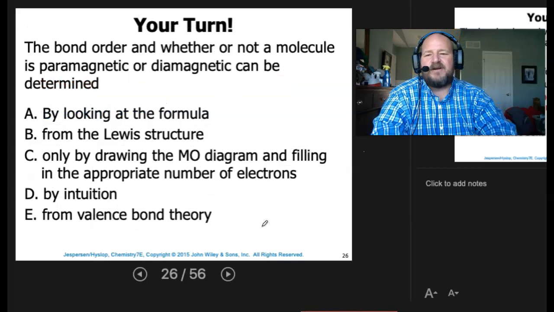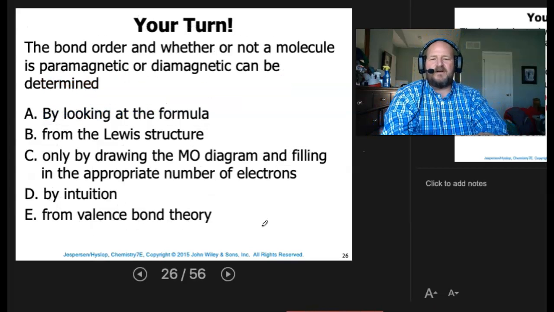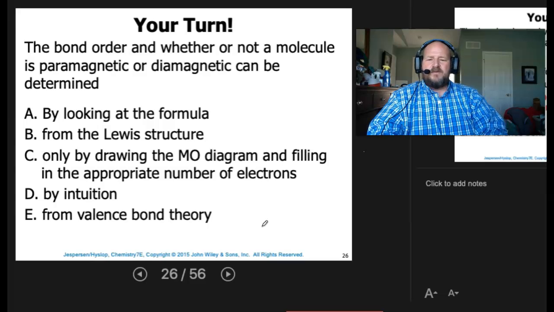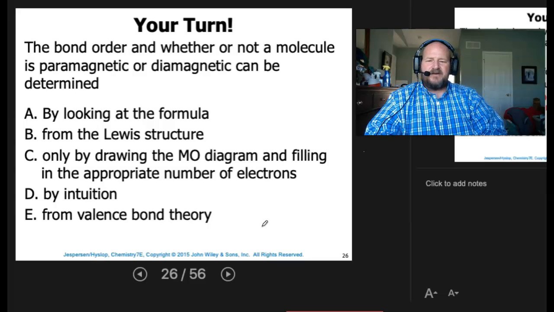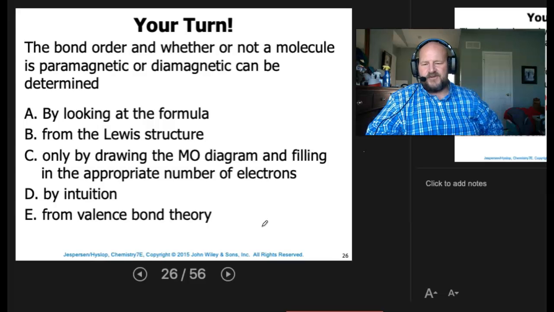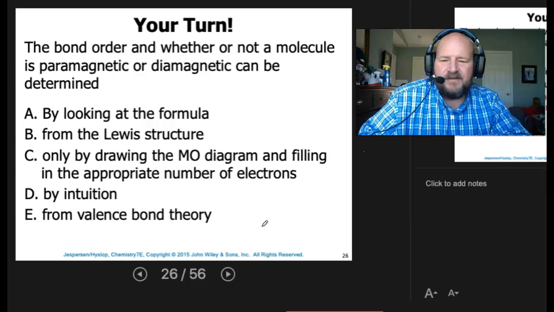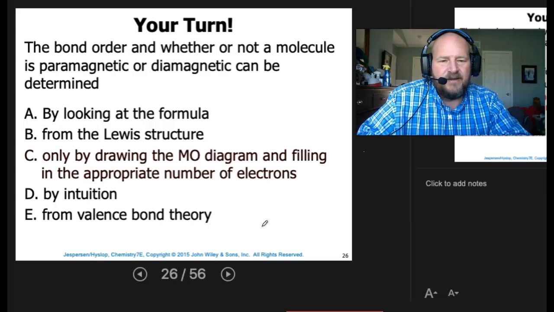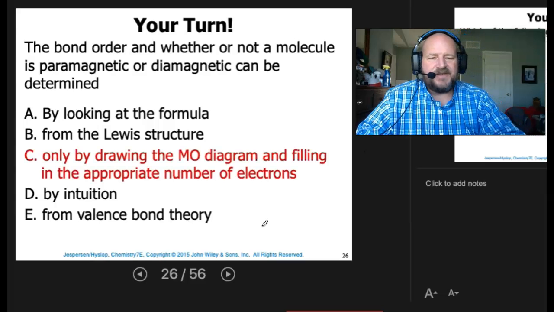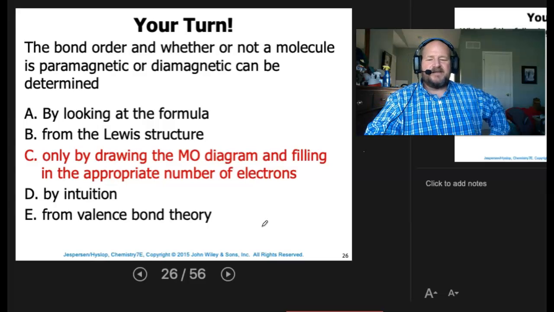All right, your turn to play with these things. The bond order and whether or not a molecule is paramagnetic or diamagnetic can be determined by looking at the formula, the Lewis structure, only by drawing the MO diagram and filling in the appropriate number of electrons, by intuition, or from valence bond theory. And of course, that's what we just did, MO diagrams, right? So that's got to be the answer.